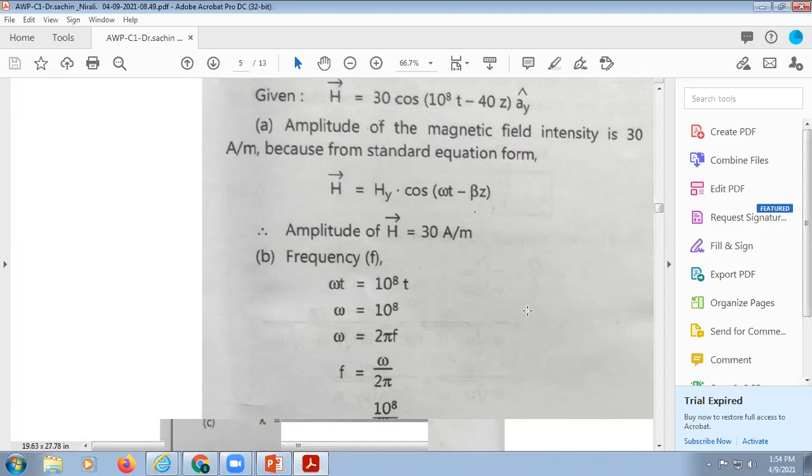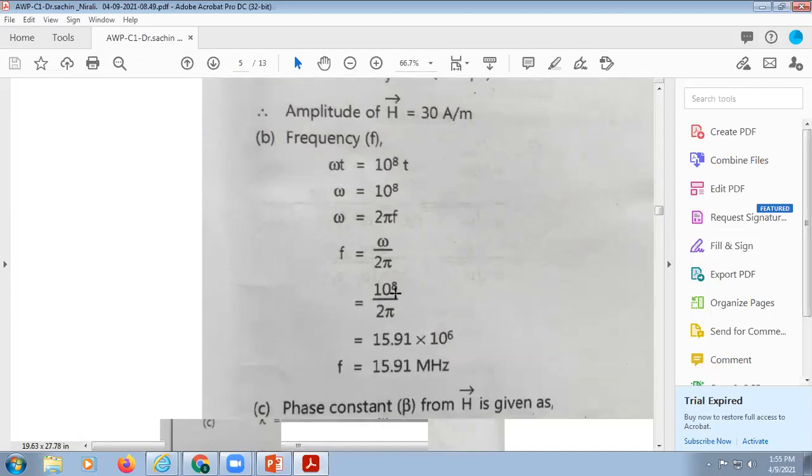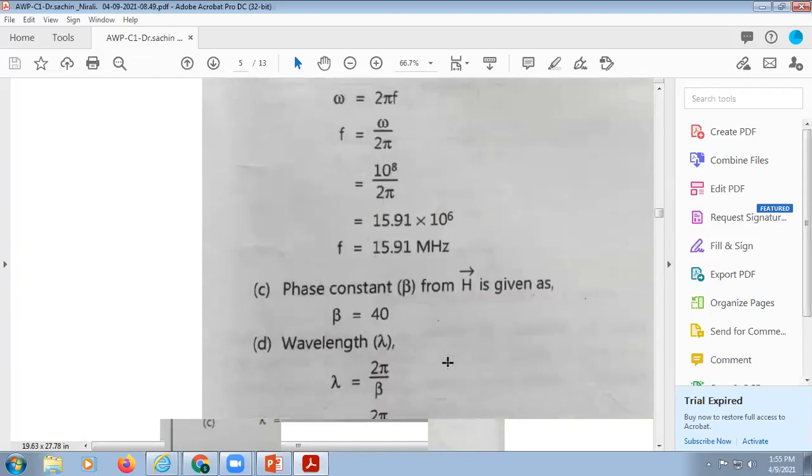Omega t is equal to 10 raised to power 8 t. So here the t will be cancelled out and omega will be equal to 10 raised to power 8. So omega is equal to 2 pi f. What is my frequency? f is equal to omega divided by 2 pi, where omega is 10 raised to power 8. So 10 raised to power 8 divided by 2 pi gives 15.91 into 10 raised to power 6, and this 10 raised to power 6 is nothing but mega, so 15.91 megahertz.